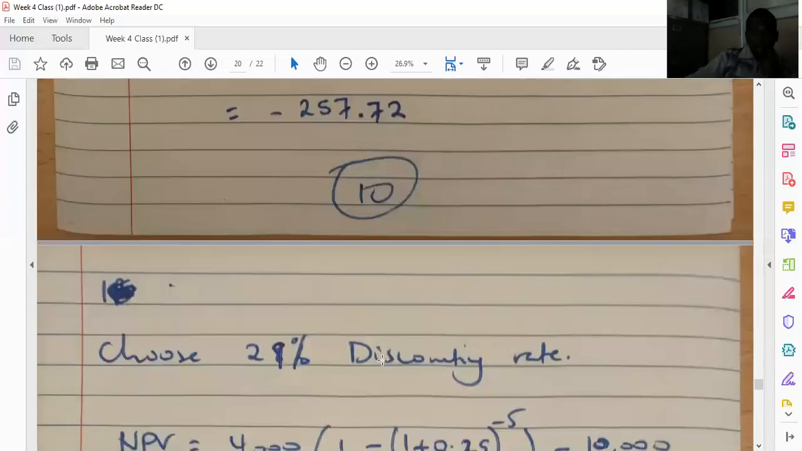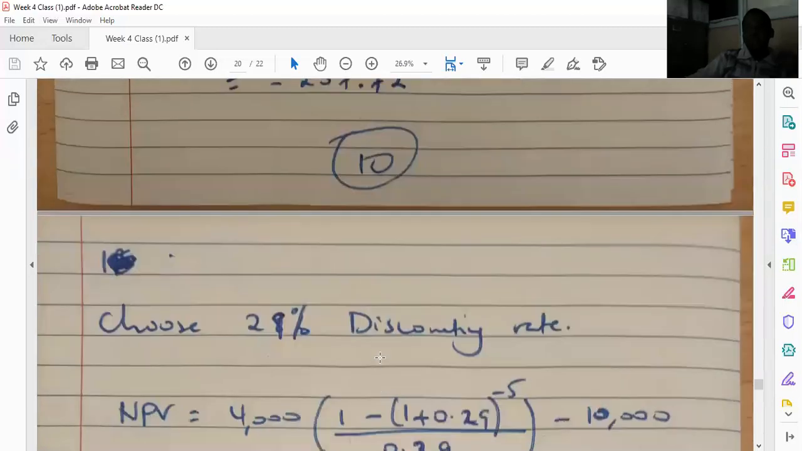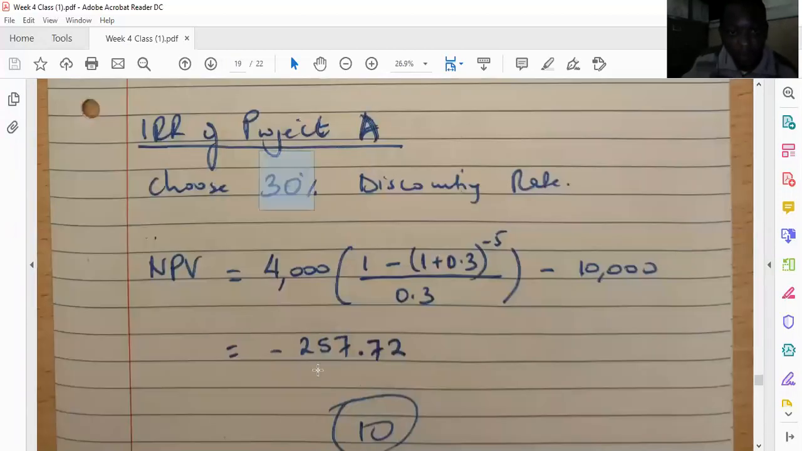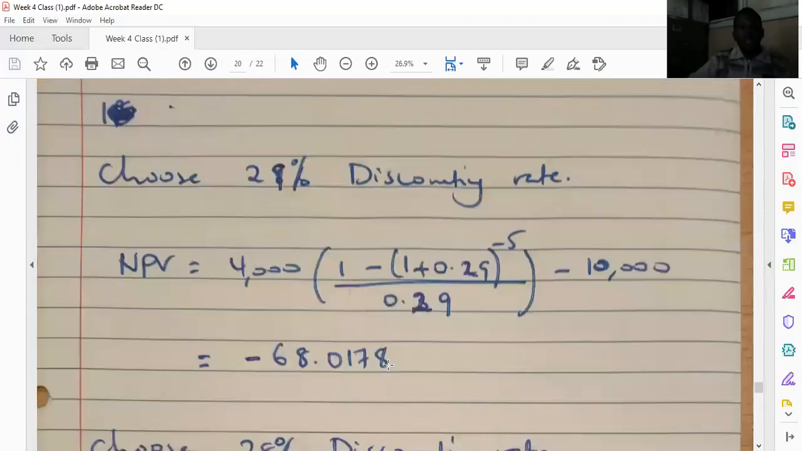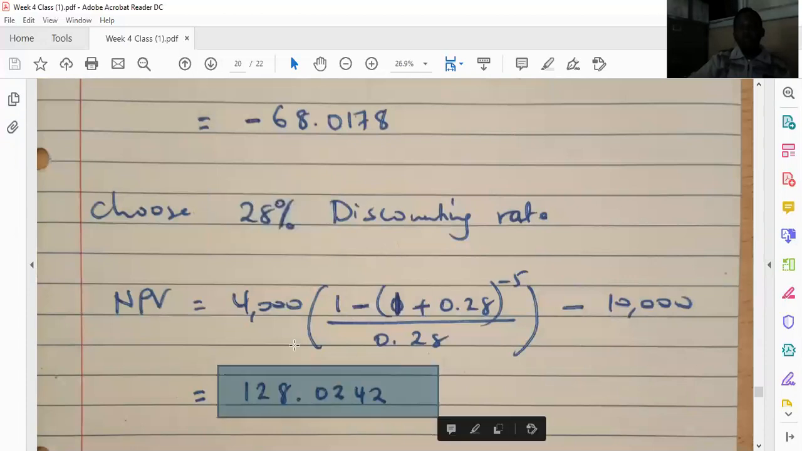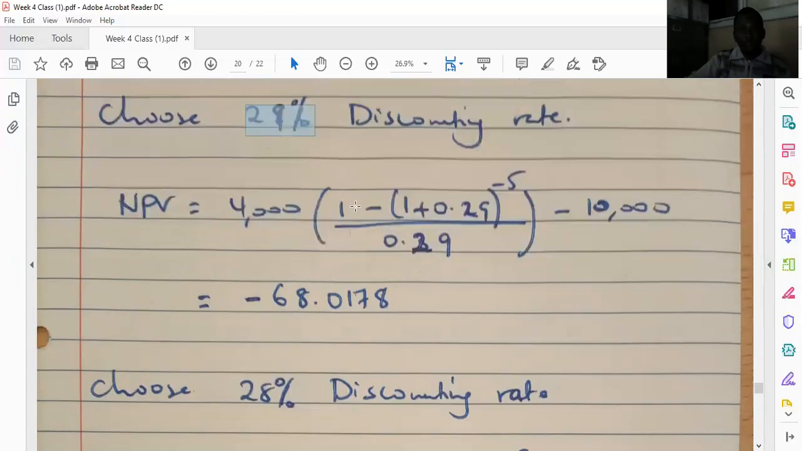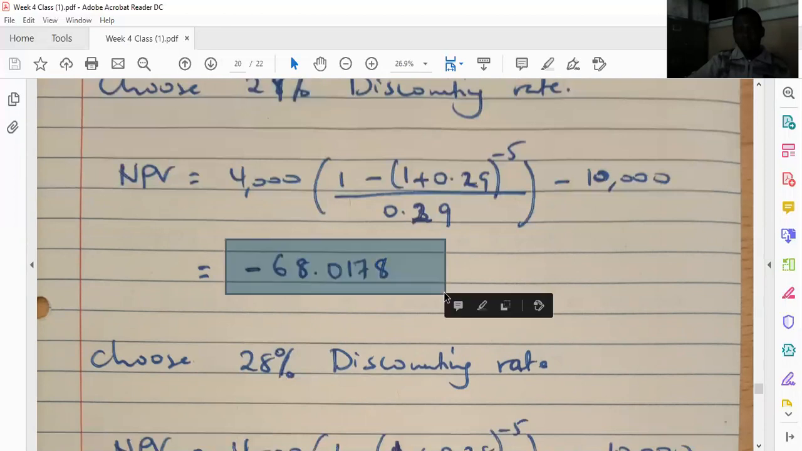One thing you need to note with IRR is that the internal rate of return will change depending on the rate that you use. So say, for example, if we use 30% with its negative NPV of 257.72 and 28% and its NPV of 128.28, we'll get a different internal rate of return as opposed to when we use the rate of 29% with an NPV of -68. So we get different, multiple internal rates of return. That's one of the major disadvantages with IRR, that it will give us multiple internal rates of return.